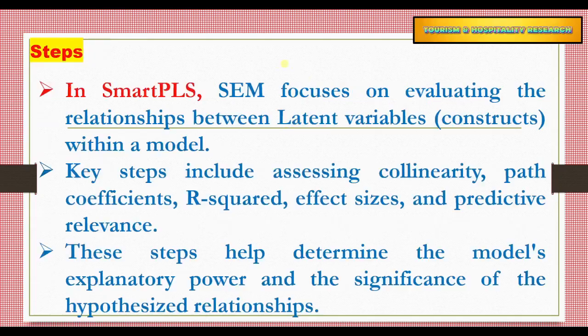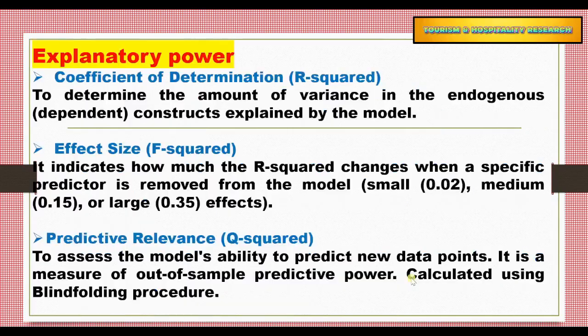In SmartPLS, SEM focuses on evaluating the relationships between the latent variables within a model. Key steps include assessing collinearity, path coefficient, R squared, effect size, and predictive relevance. These steps help determine the model's explanatory power and the significance of the hypothesized relationships.